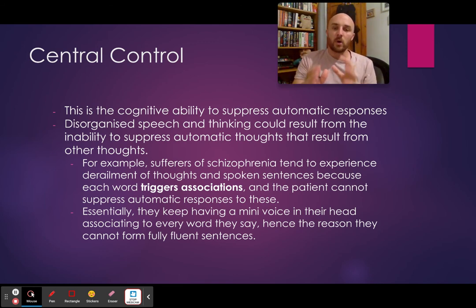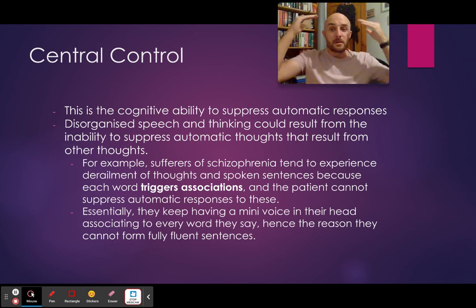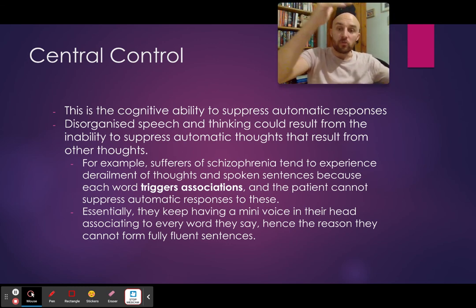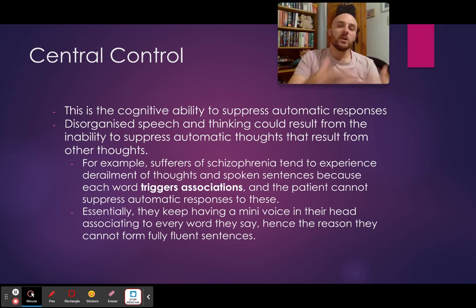Central control is the cognitive ability to suppress automatic thoughts. Some of you may have had intrusive thoughts before. So intrusive thoughts are not hallucinations. They are when it feels like somebody hijacks your own thoughts and makes you think horrible things. In that case, you've lost what's called central control. With hallucinations and delusions, you also lose central control. So disorganized speech, thinking could result from the inability to suppress automatic thoughts, a little bit like someone with Tourette's.